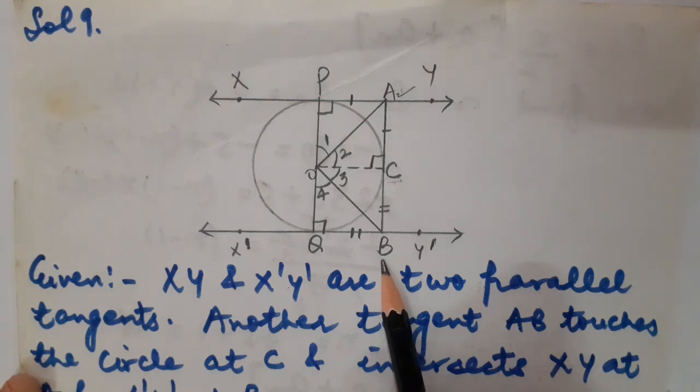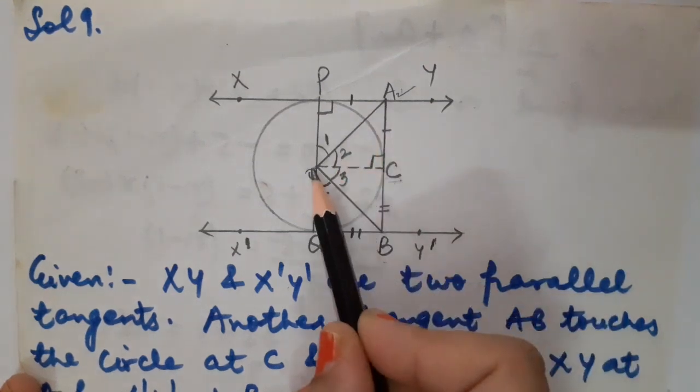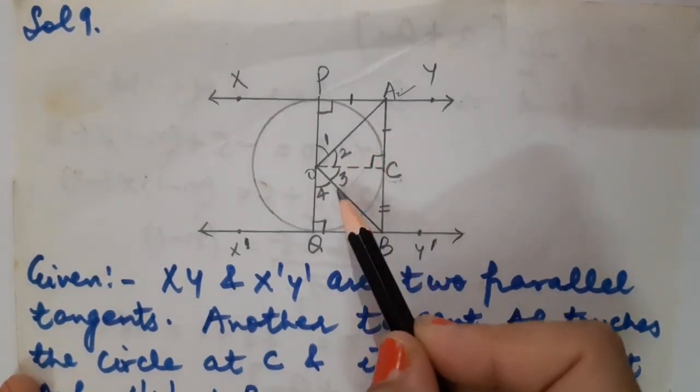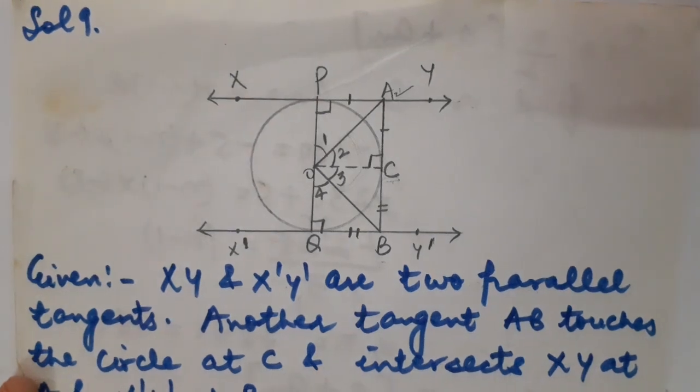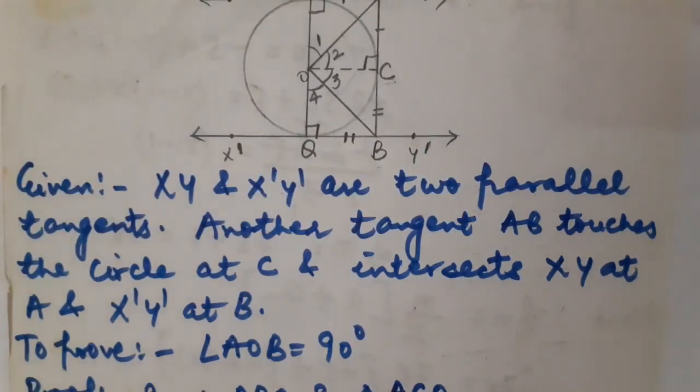Fine children. I have to prove that angle AOB, meaning angle 2 plus 3, is 90 degrees. Now you think, what should I do so that I can prove that angle AOB is equal to 90 degrees? So let us start.